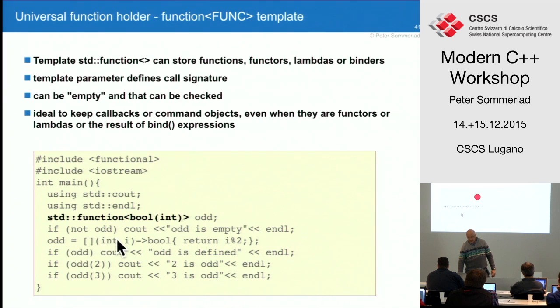Now we can assign it a lambda that actually takes an int and returns a bool. And then we will see that odd is actually defined. And now we can call it, because it has an overloaded call operator, and pass in ints and see what the result is as a bool. And the output would be 3 is odd because 2 is even, as we see.